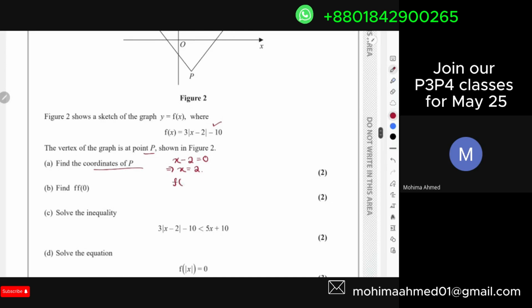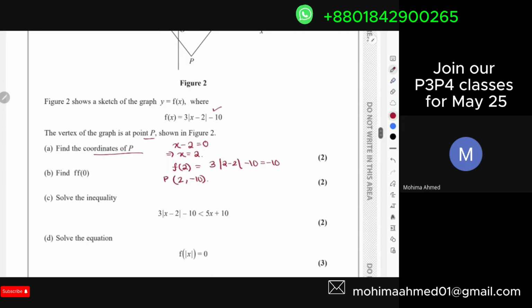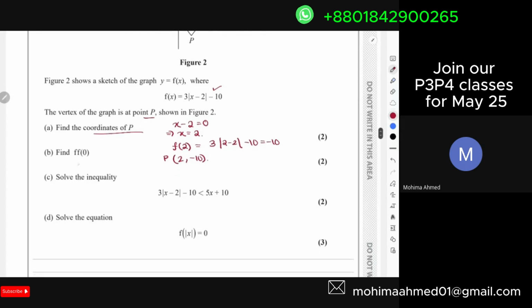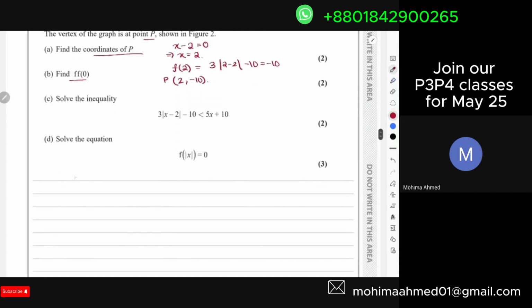For f of 2, we're going to calculate the y coordinate. 3 times 2 minus 2, minus 10, that's just going to be minus 10. So the coordinate for P turns out to be (2, minus 10), that's it. And then for f of 0, I just have to insert the values. First calculate f of 0, that will be 3 times 0 minus 2, minus 10. 0 minus 2 is minus 2, the modulus of minus 2 is 2, 2 times 3 is 6, 6 minus 10 is minus 4.